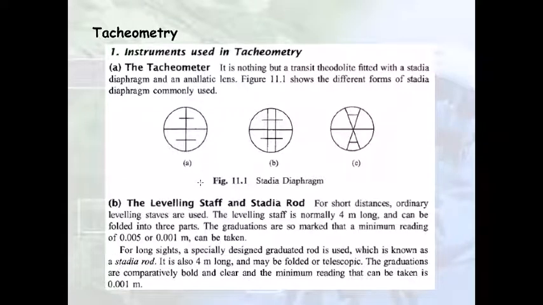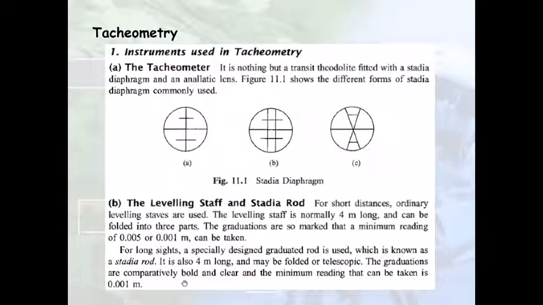And then we have the leveling staff and Stadia rod. For short distances, ordinary leveling staffs are used, and the leveling staff is normally 4 meters long. For long sights, a specially designed graduated rod is used, which is known as a Stadia rod, and it is also 4 meters long, which may be folded or telescopic.